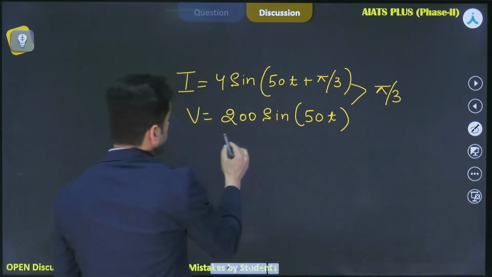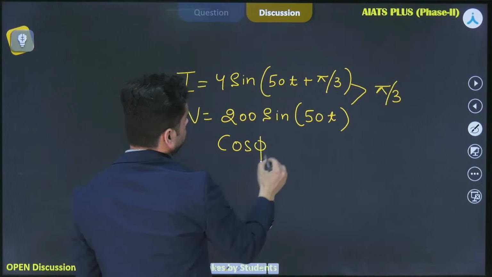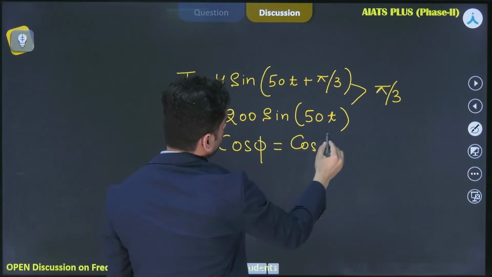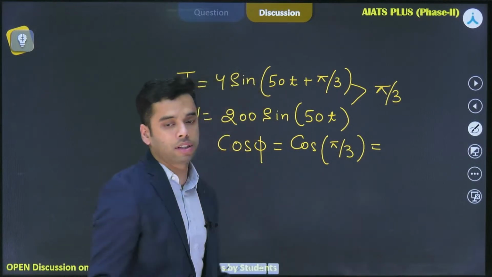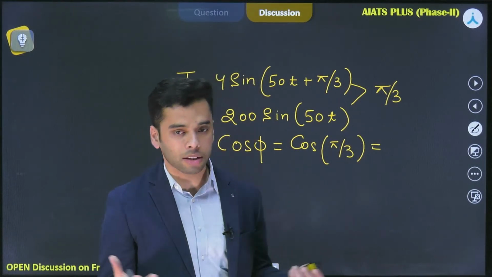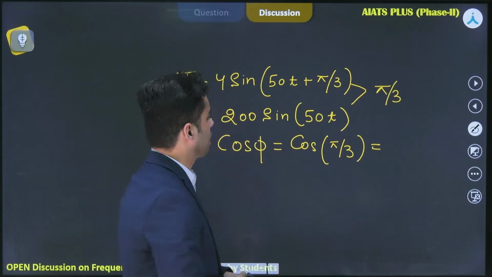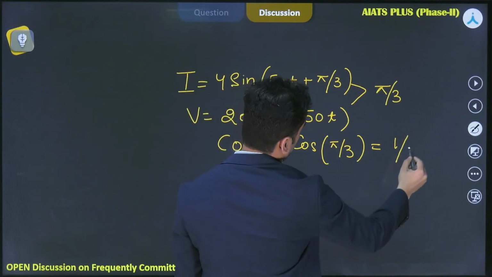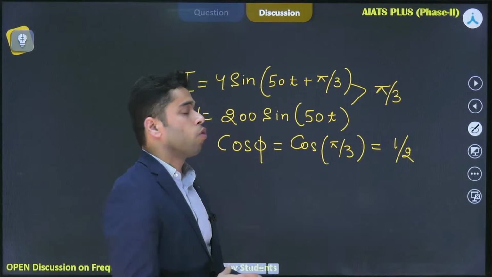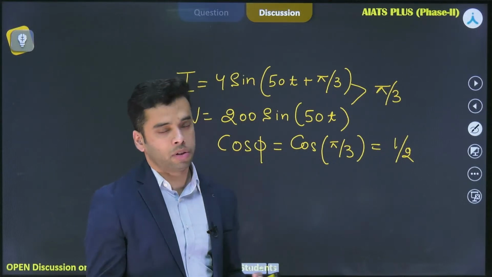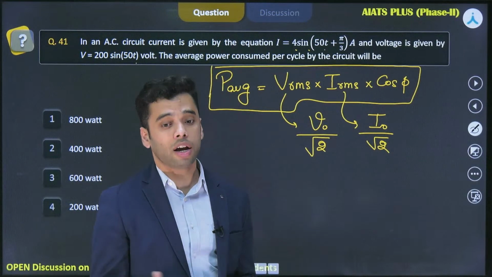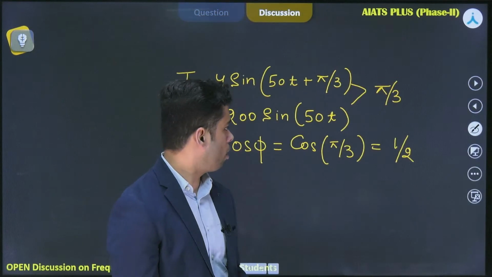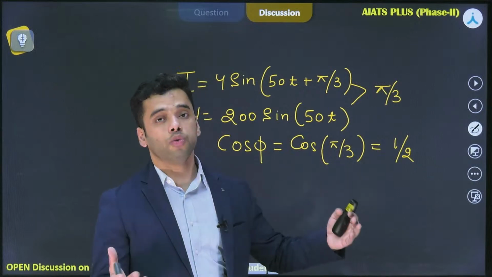So the value of cos phi is equal to cos of pi by 3. What is the value of cos 60? A very standard value. Anyone can give me the answer in the comment box. The value of cos 60 is 1 over 2. So you are done with one part. The formula consisted of 3 terms: Vrms into Irms into cos phi. So cos phi, its value is 1 over 2.